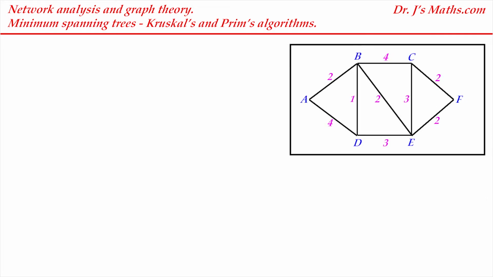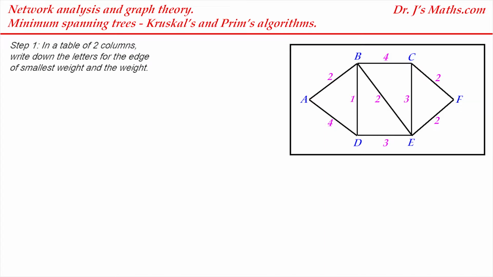So here we have a network with the weights for each edge in purple, and we want to find the minimum spanning tree through that network. So step one, in a table of two columns, write down the letters for the edge of smallest weight and the weight itself. So we look at all the purple numbers and we find that BD has a weight of 1, so we write BD and a 1.